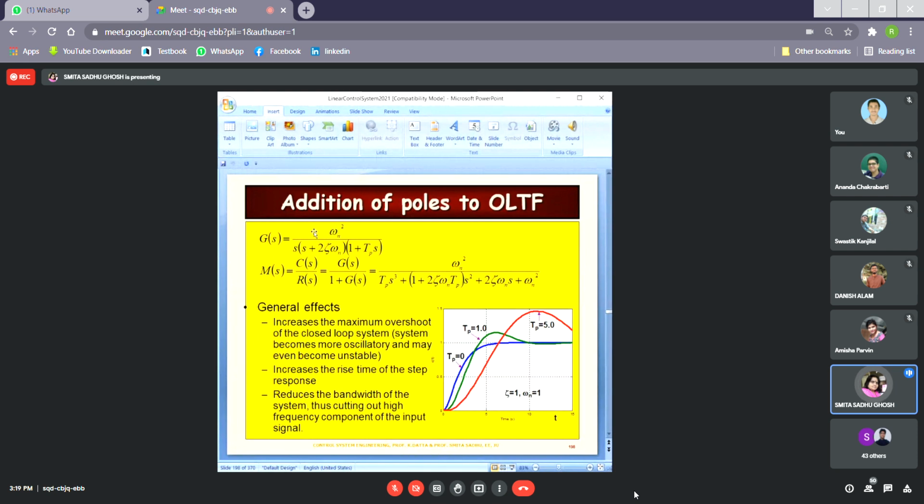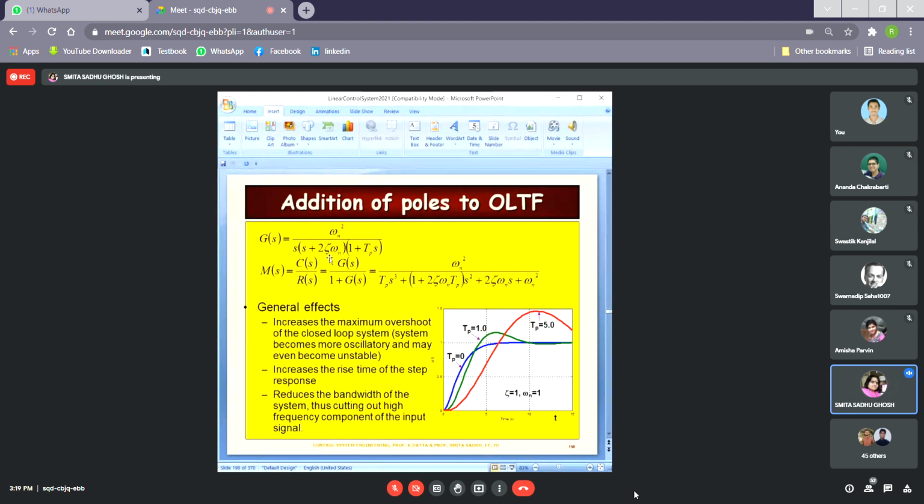What was the original closed loop transfer function without the pole? Can anybody tell me? When the pole was not added, what was the closed loop transfer function for this? Omega n square by s square plus 2 zeta omega n s plus omega n square. Exactly, good. So that was the original closed loop transfer function, omega n square by s square plus 2 zeta omega n s plus omega n square, right?